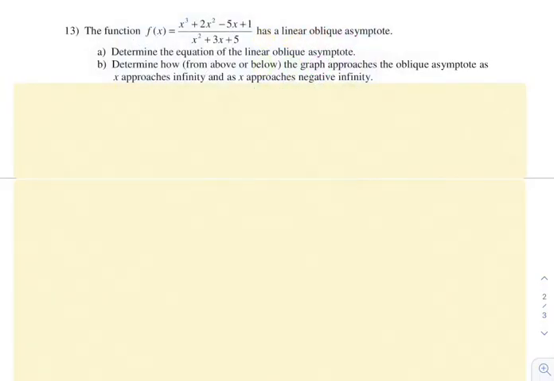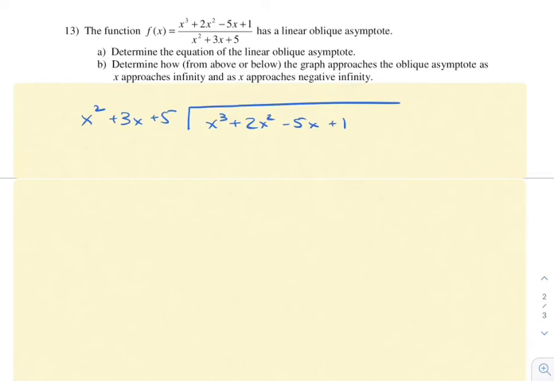All right, for 13, it says the function has a linear oblique asymptote. Determine the equation of the linear oblique asymptote. So since it's not a linear that we're dividing by, we have to use long division in this case. So we set it up like we know. When I divide, we've got to figure out what value will make x cubed. The first one is going to be just x.